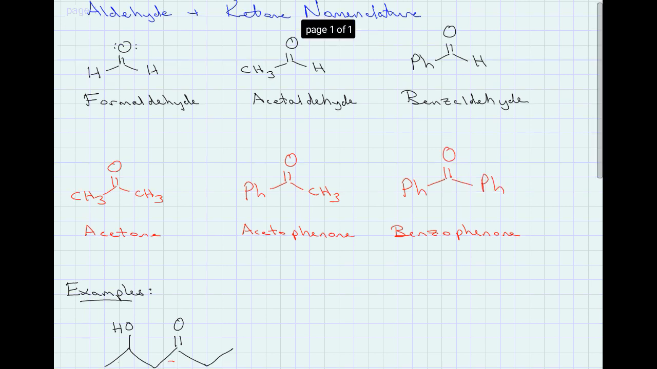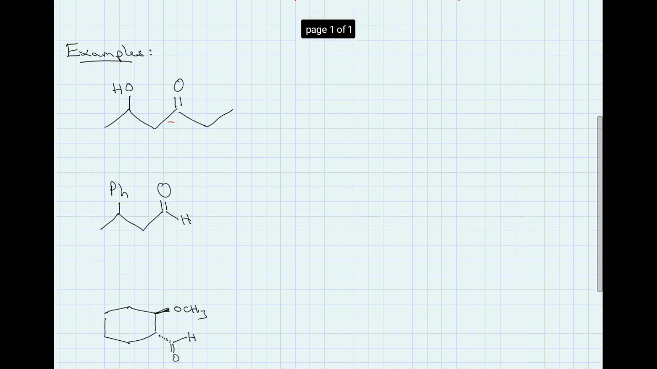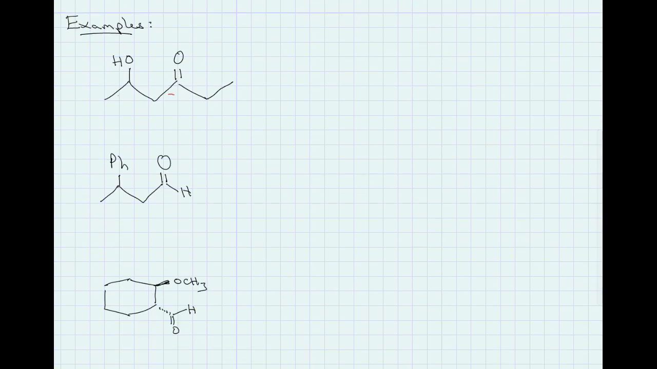So let's take a look. Again, you're expected to know these kinds of common names, and Klein goes into these in a little bit more detail. So let's take a look at a couple more examples. I just have three that I came up with right here.